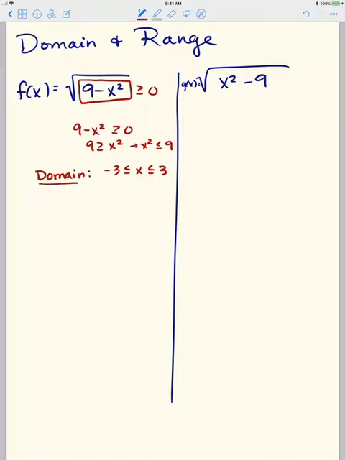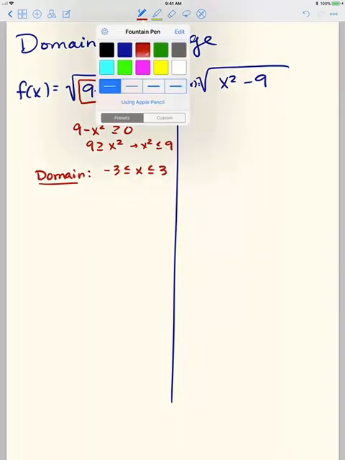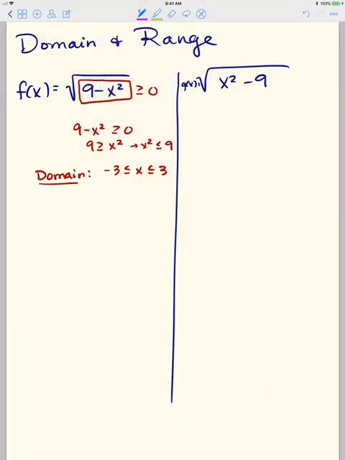Okay, with that domain being said, when we go to look at range, you are restricted between negative 3 and 3. At negative 3, the range value would be 0. At positive 3, the output value would be 0, right? 9 minus 3 squared or 9 minus negative 3 squared. Either way, you square root 0. So what happens in between is going to help set the range.